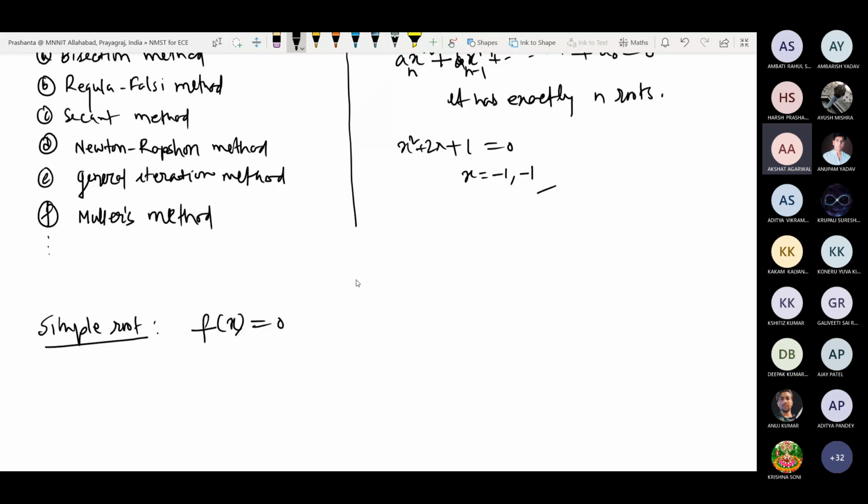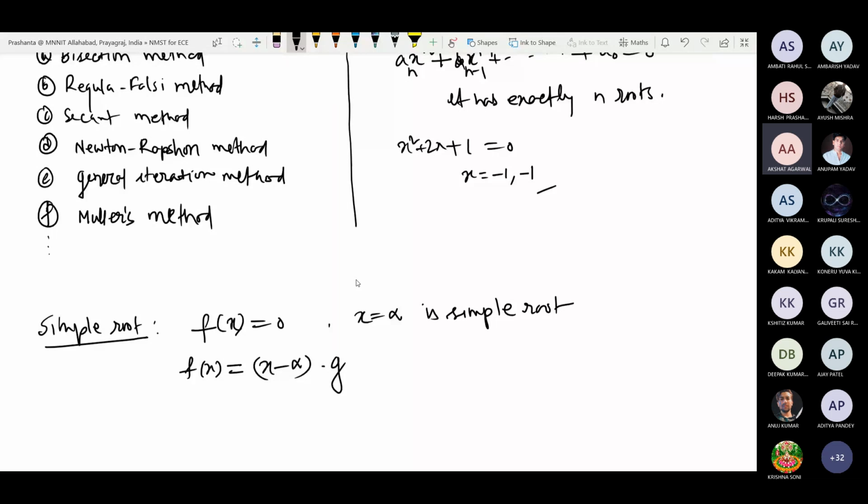Okay, so f of x equals 0, this is the equation, and suppose x equals alpha is a simple root. Simple root means it is not repeated, it is occurring only once. Okay, simple root. That means what? f of x can be written as (x minus alpha) into some expression, some polynomial of lower degree. Yes or no?